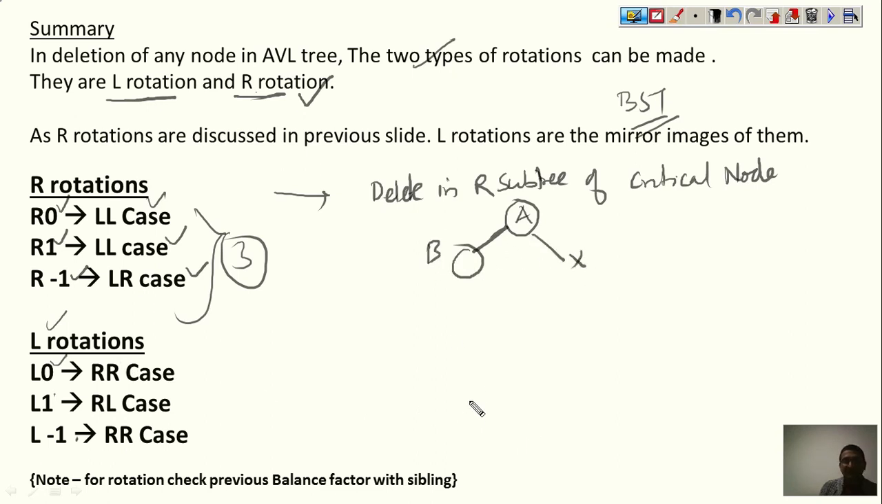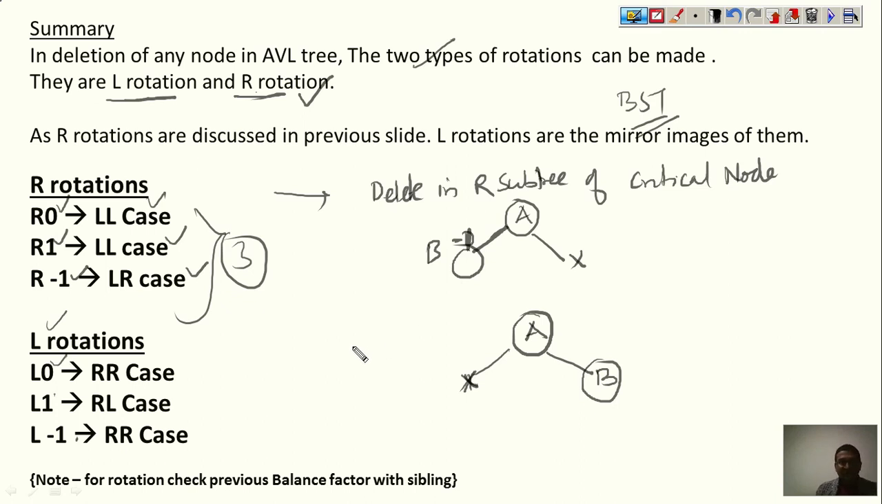In the left rotation, what is happening? We have a critical node, and we have deleted from here, and the right subtree root node we are calling B. So based on the value of this, we name the case. If the value of this B is 0, meaning the balancing factor is 0, this becomes the R0 case. If it is 1, it becomes the R1 case. If it is minus 1, it becomes the R minus 1 case.